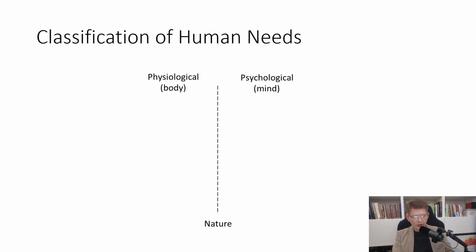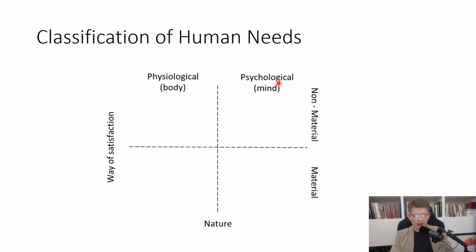In terms of their nature, we can divide our needs into physiological, originating in our bodies, and psychological, originating in our minds. In terms of how they are satisfied, we can divide them into material, those that require consumption, and non-material, those that do not. It is important that we do not confuse these two dimensions. That is, that we do not assume that satisfying physiological needs always requires consumption and satisfying psychological needs never does, because it's simply not true.